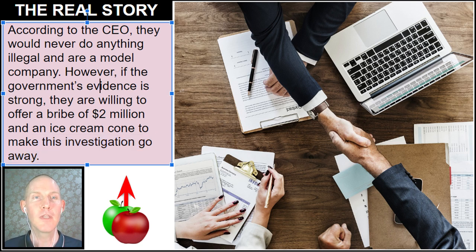All right, so let's see. If the government's proof, if their documents, if the information they have is strong, if it really shows that the company was breaking the law and selling drugs and selling weapons, stuff like that, the company is willing to offer a bribe. A bribe is money that you give someone to get them to do something for you. And it's usually illegal, right? So they're willing to offer a bribe of $2 million and an ice cream cone to make this investigation go away.